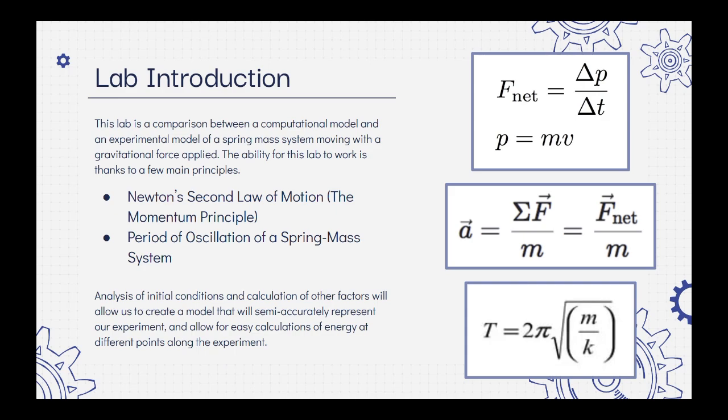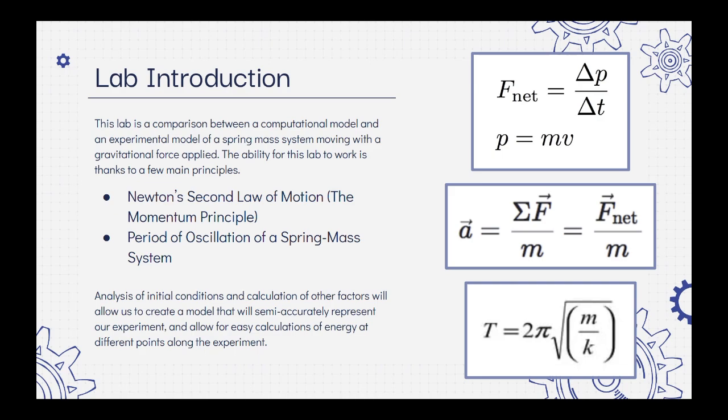So, first of all, this lab is a comparison between a computational model and an experimental model of a spring mass system, which is just a mass attached to a spring, moving against gravity, so vertically up and down. The ability for this lab to work is thanks to these important principles of physics, which are Newton's second law, the energy principle as well, which we'll go into more later, as well as period of oscillation for a spring mass system, which has its own unique function.